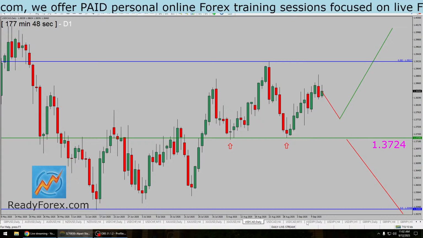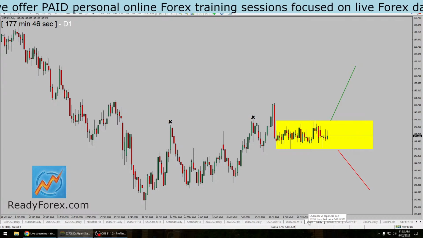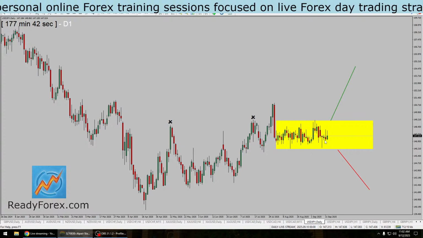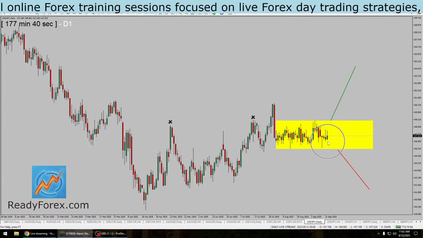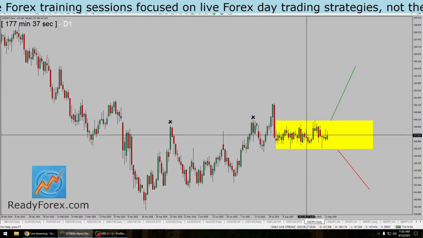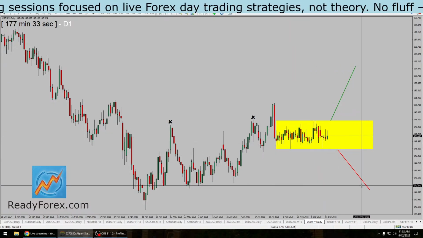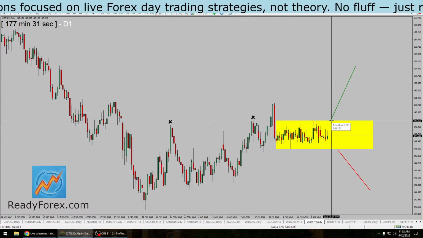Next one is the US dollar versus Japanese yen. The way I see USD yen is most likely going to break lower. It's in a trading range over here, so market is probably going to drop, but we could get a bullish breakout over here as well.